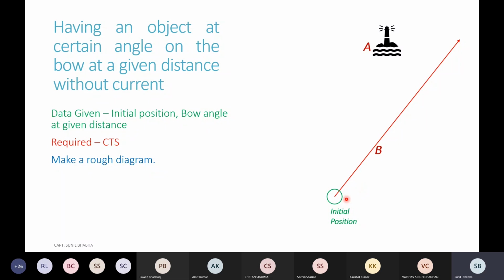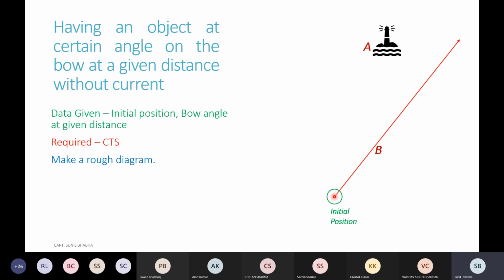Now let's assume that when we are moving on this particular track, right now this is a hypothetical track. We don't know what our course steer is. So we have just drawn a rough line in whichever direction we like of our liking. So it's a hypothetical course to steer, but later on we will be able to find out.